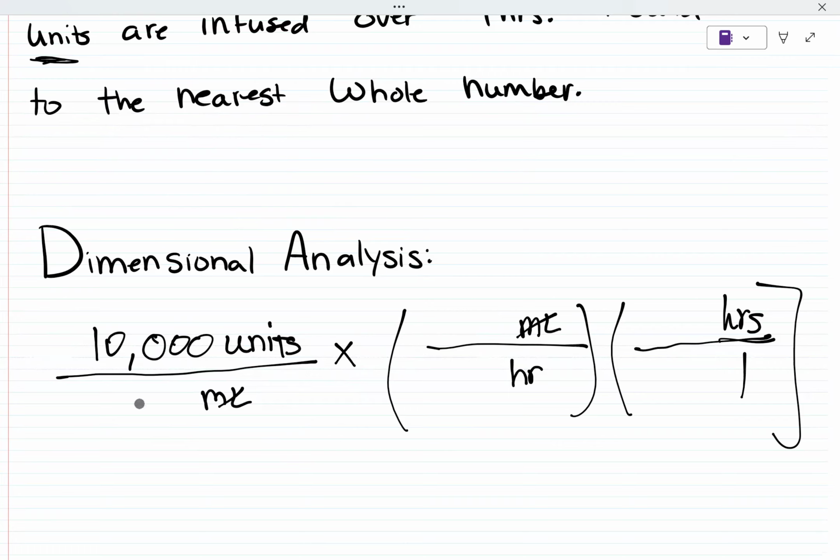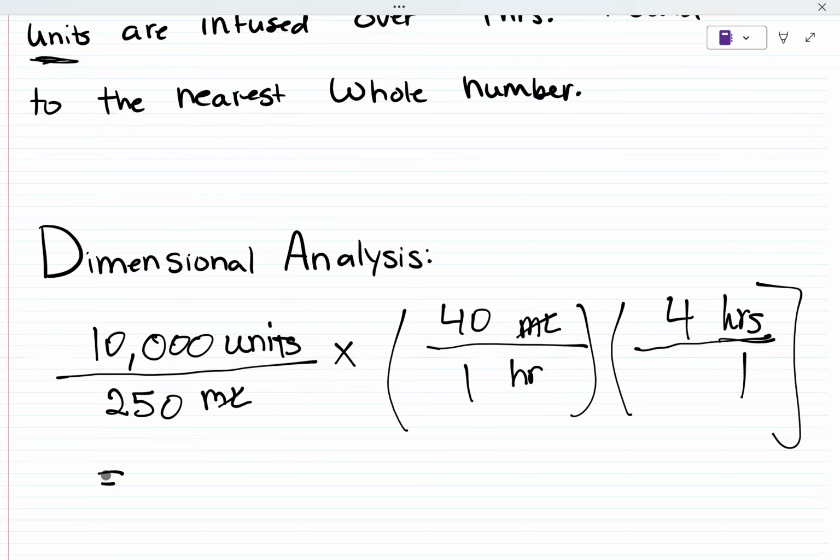So what is the relationship between 10,000 units and milliliters? It said that is for heparin, 10,000 units in 250 milliliters. So for 10,000 units, there's going to be 250 milliliters. And then over here, what's the relationship between milliliters and hour? Well, they said that we had 40 milliliters per 1 hour. And over here, what is the relationship between hours? It was infused over 4 hours. So you can put 4 here.